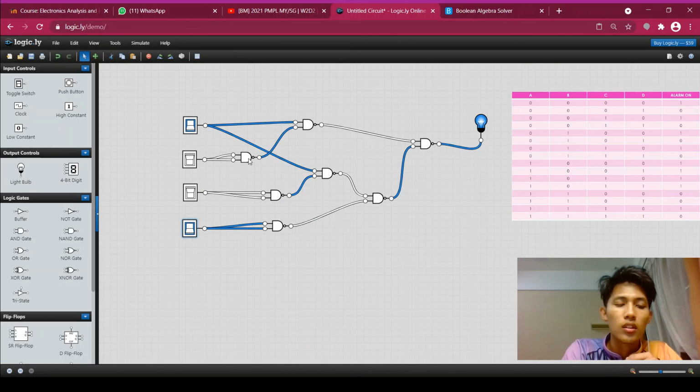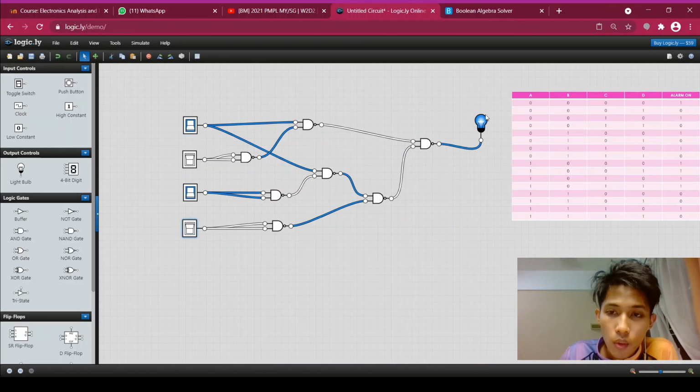Move to the next one, which is 1 0 0 1. The output in this simulation is 1. Referring to our truth table just now, 1 0 0 1 is also 1. Correct. Move to the next one, 1 0 1 0. The result is also 1. Referring to the truth table, 1 0 1 0 is also 1. So the circuit is still correct. Then 1 0 1 1. The result is 1, and the truth table is also 1. So the circuit is still correct.